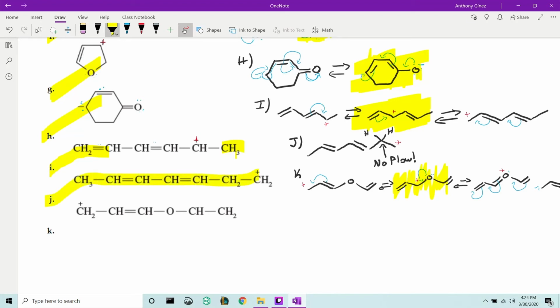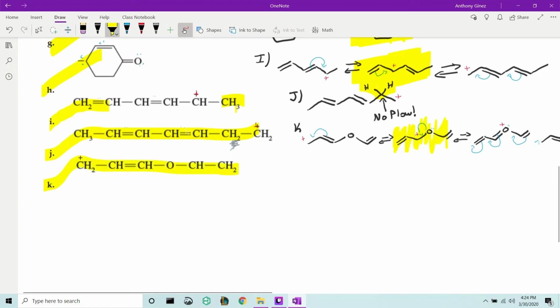Moving on to J, I see an electron-rich double bond, I see another electron-rich double bond, and I see a partial positive sink. However, in this case, I also see two hydrogens here inhibiting the flow of electrons, as also illustrated here. So this would actually just not have a resonance structure, period, just because of these two hydrogens. It's important to note that.